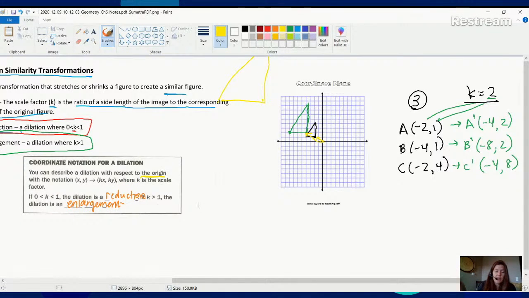Again, scale factor and kind of relating that back, your scale factor is always going to be the image compared to the original. All right, so just to kind of double check that for you, the new image here is the green triangle, right? And that has a side length of 4 down here. My original has a side length of 2. So my scale factor is the ratio of the image to the original, which is 2. So kind of a little bit different with scale factors, but kind of the same idea.